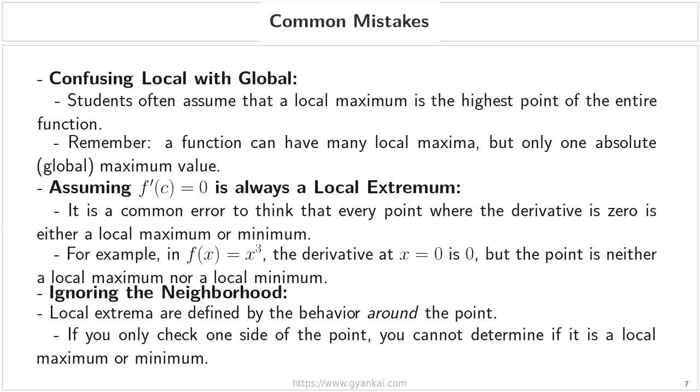Finally, never ignore the neighborhood. As we discussed at the beginning of this lesson, local extrema are defined strictly by the behavior of the function in the immediate vicinity of the point. If you only analyze the function on one side of the point, you cannot definitively conclude whether it is a local maximum or minimum. You must consider the entire small interval surrounding the point to make an accurate determination. Keep these warnings in mind as we move toward our final summary in the next slide.